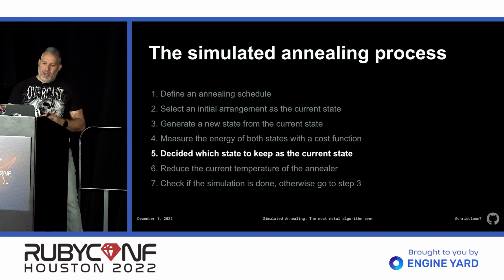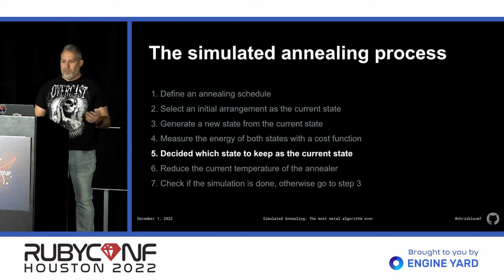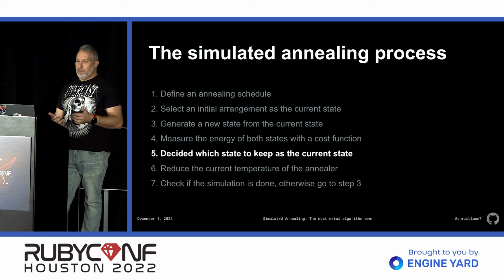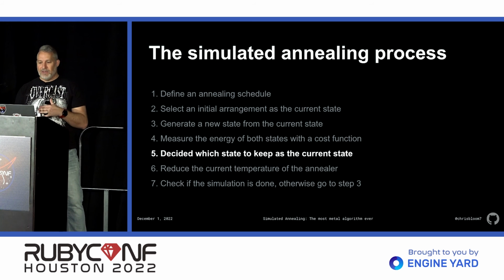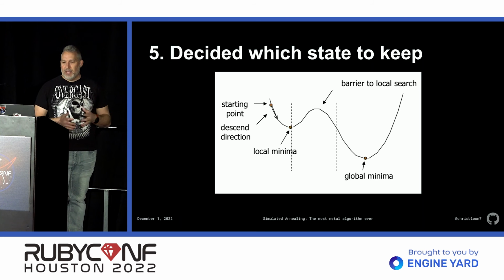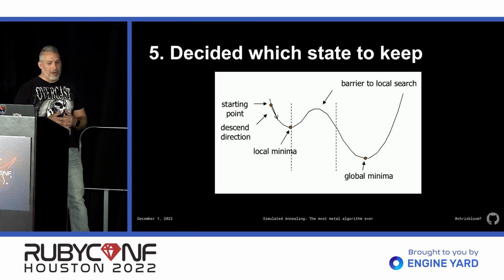Which leads us to step 5, deciding which state to keep as the current state. Now, you might think it should be obvious that we should always accept the state with the lowest energy, since that's what we're optimizing for. However, if we're only willing to explore in the direction of more optimal, we may get stuck at the bottom of a relatively high valley, even if there are lower valleys to explore. We call these positions local minima, and they can behave as barriers that prevent us from finding the global minima, which is what we're after.